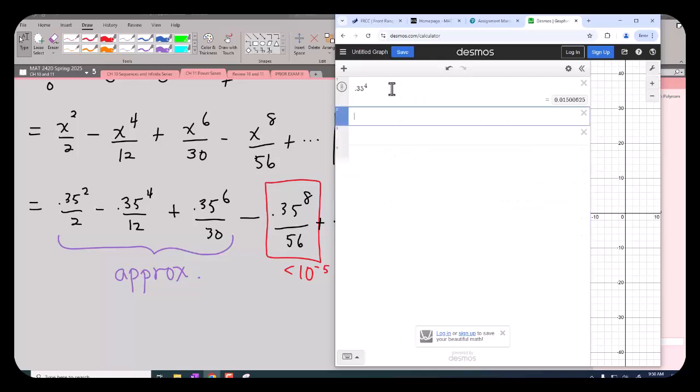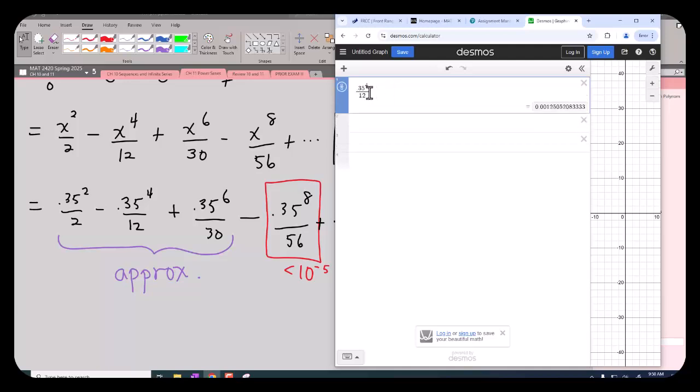Let's get rid of that. So we have 0.35 divided by 12, and we'll put every term in front. 0.35 squared minus, let's get a denominator on that guy of 2. So we're just going to add these three together. And that'll be our approximation.